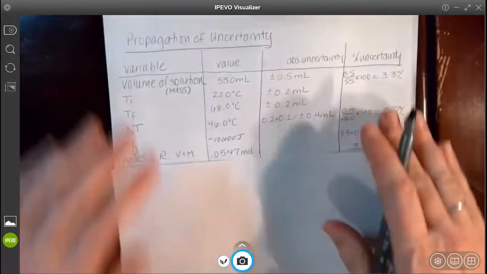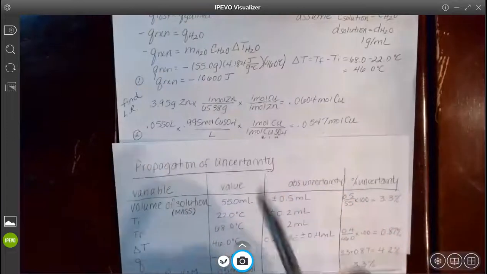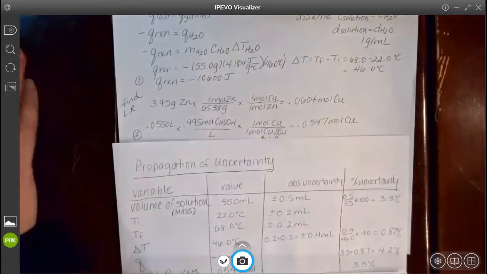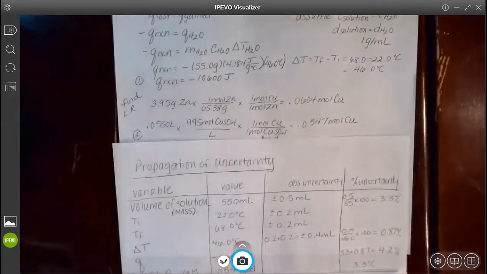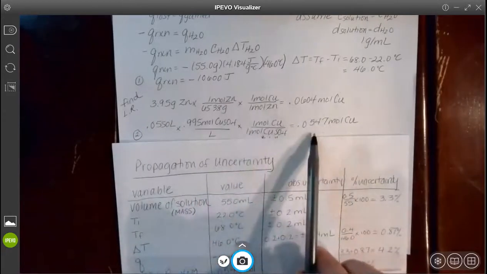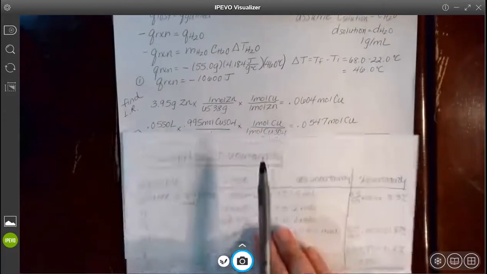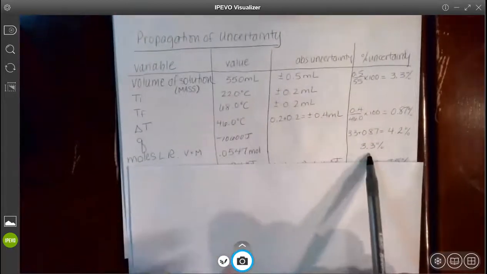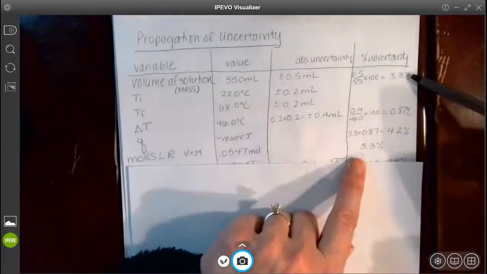Okay, I'll show you that calculation one more time. I took my volume of limiting reactant and I multiplied that by my molarity. Okay, and that's going to give me moles. So in my table, I now have moles of limiting reactant, and this 3.3% came from the volume that I used to do that calculation.